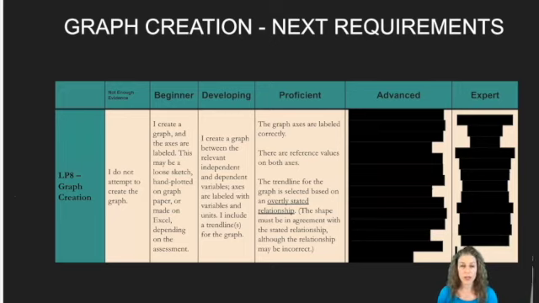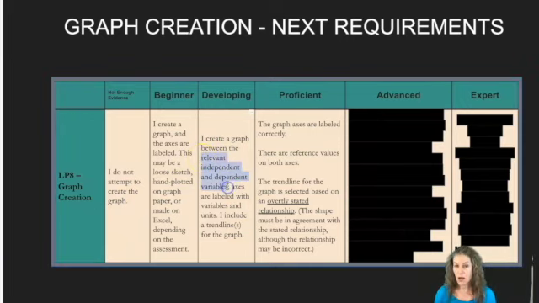When you're doing graph creation, we've been working on developing, and most of you did a great job with this. You have to put the relevant independent and dependent variables on the axes, label those axes with units and the variable, and include a trend line. To get to proficient, the axes have to be labeled correctly, so you can't have them flipped or have the wrong things on them. You're going to add reference values. Even if you don't have numbers, you put D1, D2, T1, T2, just to give a couple of coordinate points. And you're going to select your trend line by an overtly stated relationship.